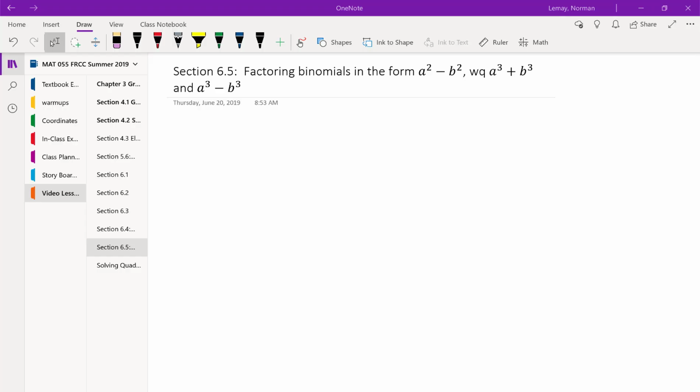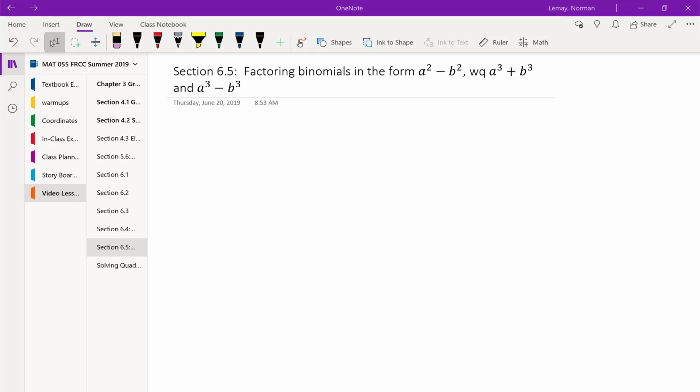Hello everybody and welcome to factoring binomials. We're going to first start off taking a look at the difference of two squares, and then we will move over and take a look at the sum of cubes and the difference of two cubes. For the first part, it's pretty straightforward.